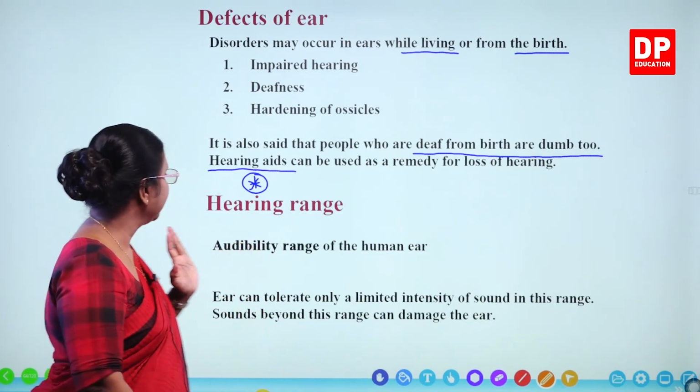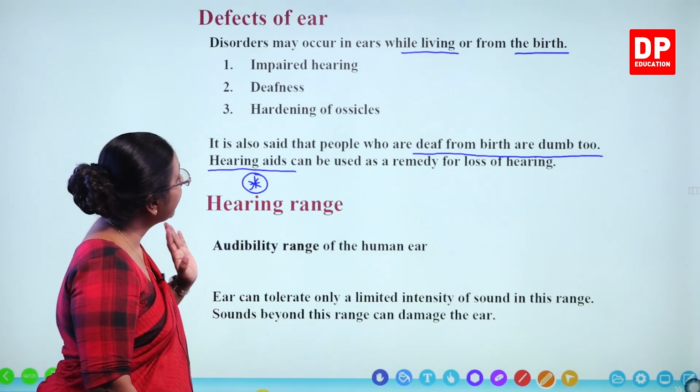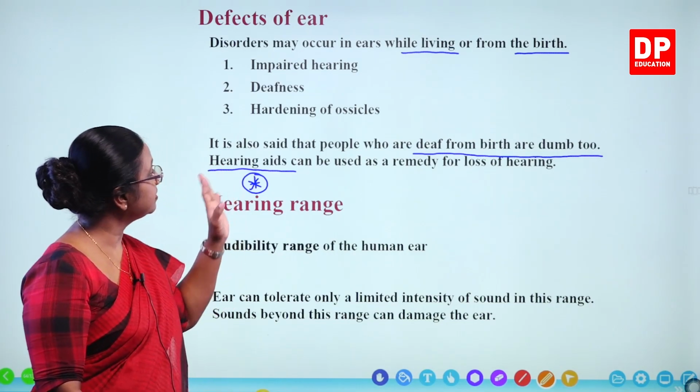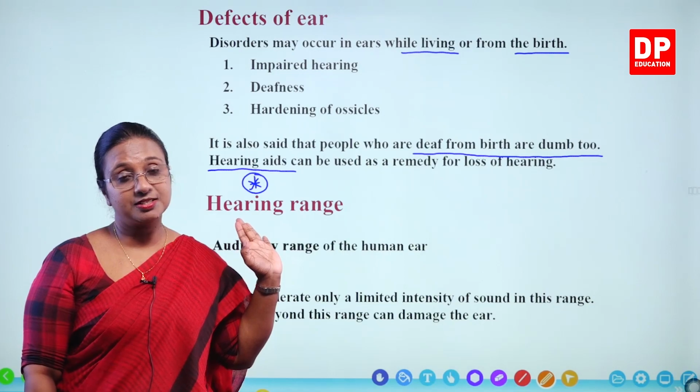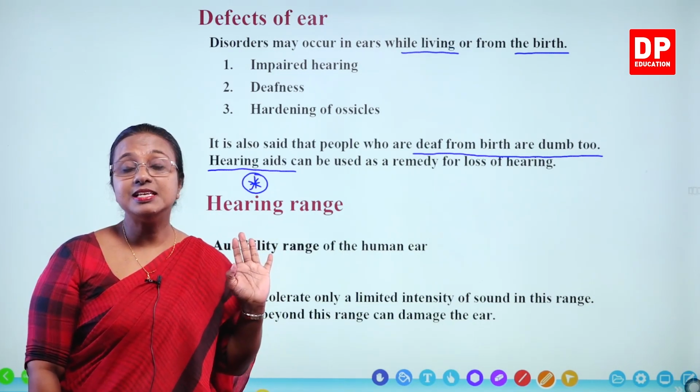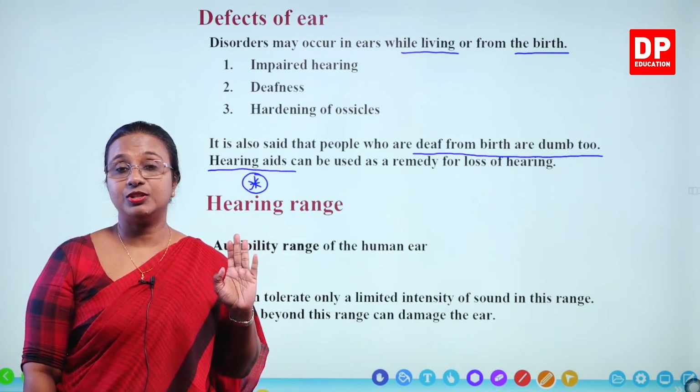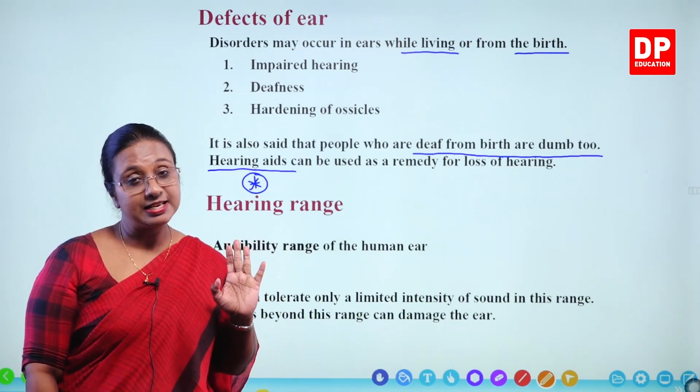Are you all clear with that now? So, impaired hearing, deafness, hardening of ossicles. All these are diseases or defects related to the ear. You have to understand that.